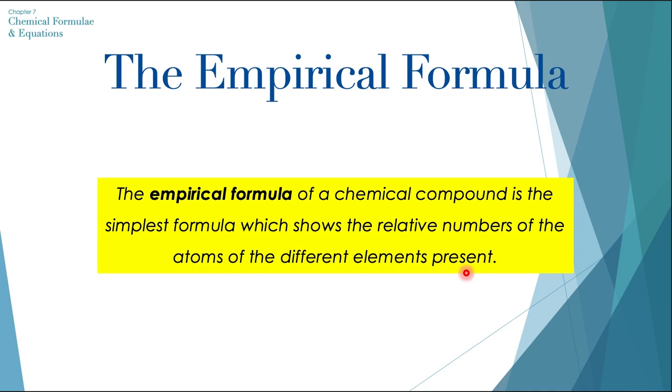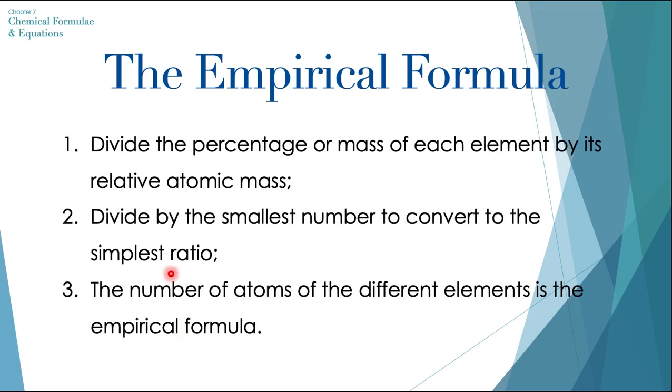So, empirical formulae can be determined once the percentage or mass of each element is known. Remember, the percentage or mass of each element is known. The rules are, number 1, we have to divide the percentage or mass of each element by its relative atomic mass. Number 2, we have to divide by the smallest number to convert to the simplest ratio. And number 3, the number of atoms of the different elements is the empirical formula. So, without going into more detail of explaining how this is done, let's just see how it is actually done and what we get in the end.